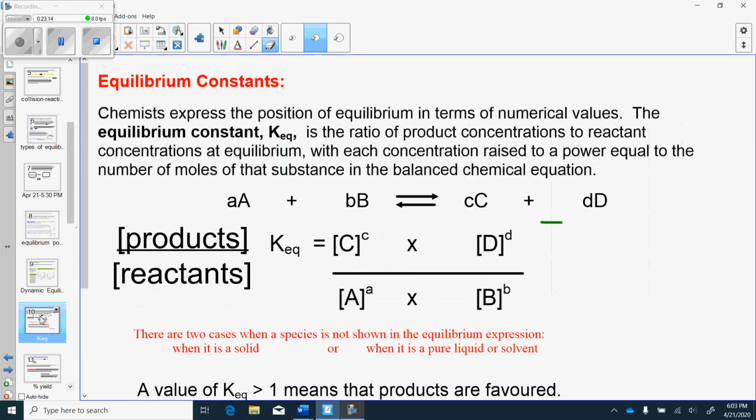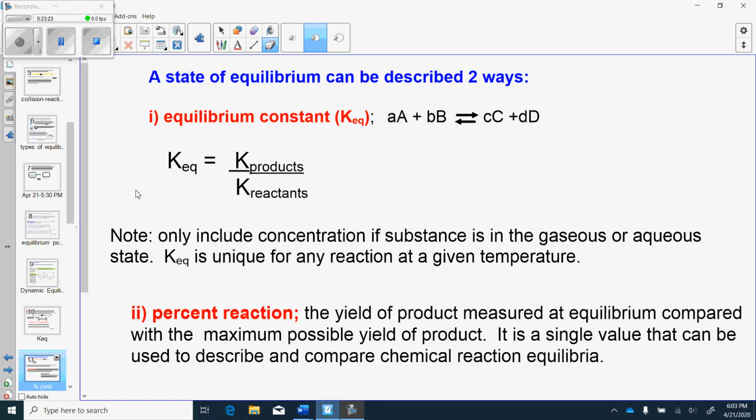So, sorry, back to the two ways that we can look at trying to describe the position of equilibrium. Let's do this one first. There's two ways to find the position of equilibrium, or the state of equilibrium. One way is looking at something called an equilibrium constant. The abbreviation is a capital K, a little EQ for equilibrium. So K means constant.